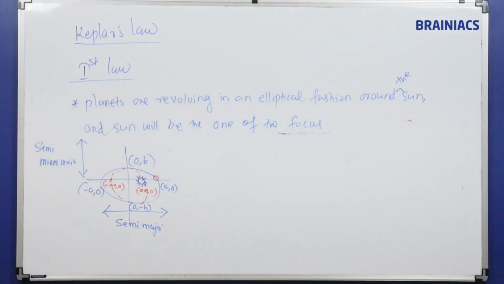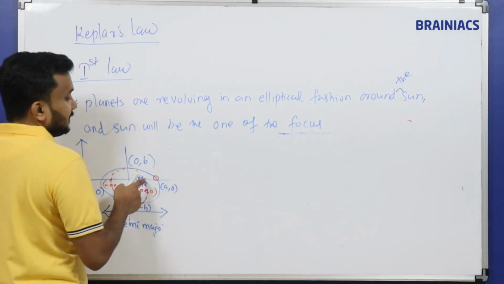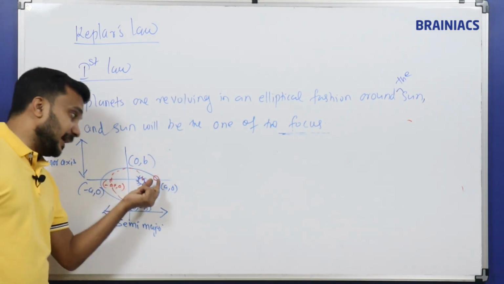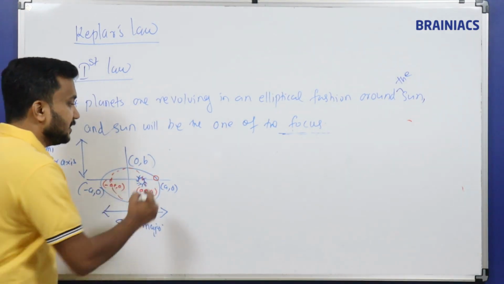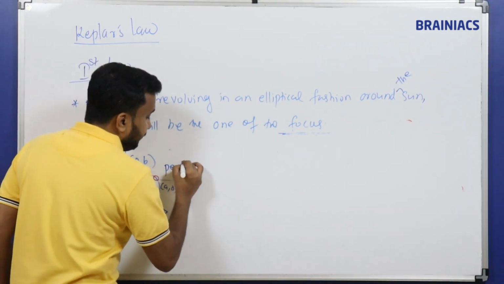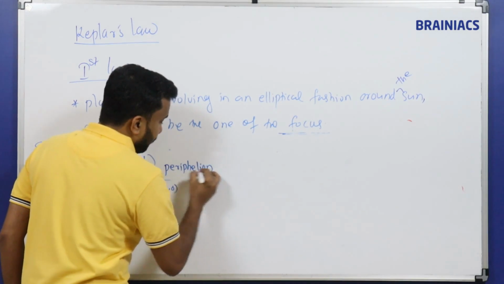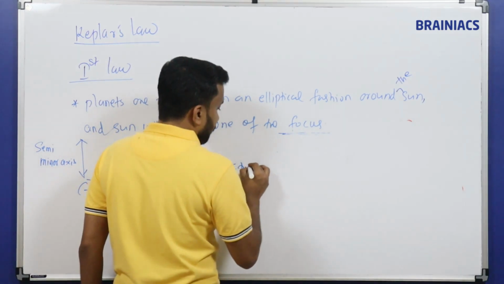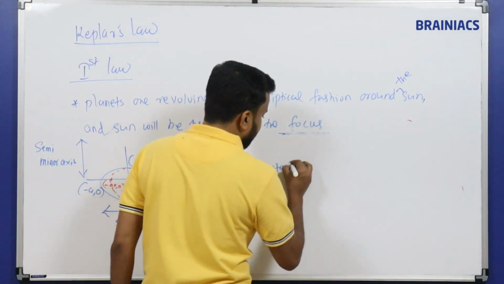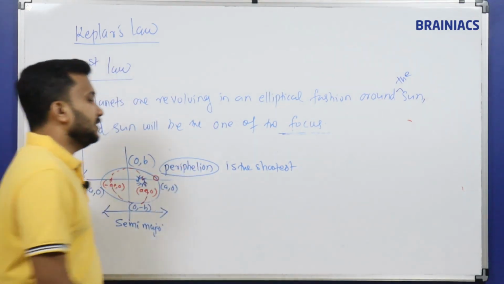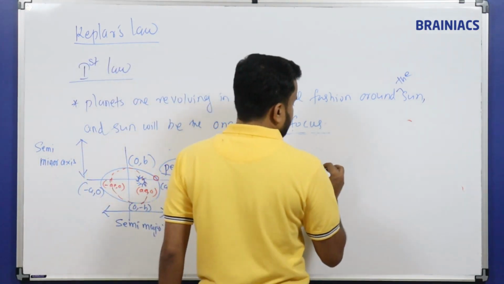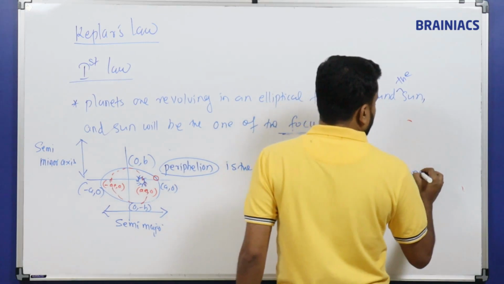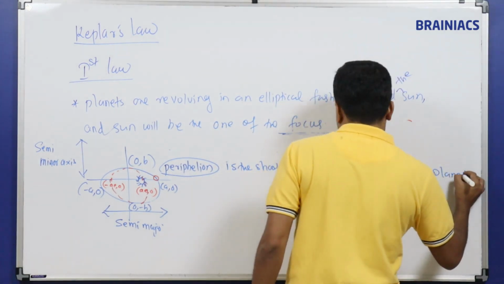While you are looking at the diagram, at this point the satellite and the sun are at a very close distance, and this point is called perihelion. So perihelion is the shortest distance. Next point: perihelion is the shortest distance between the sun and the planet. That distance is called perihelion. Important.